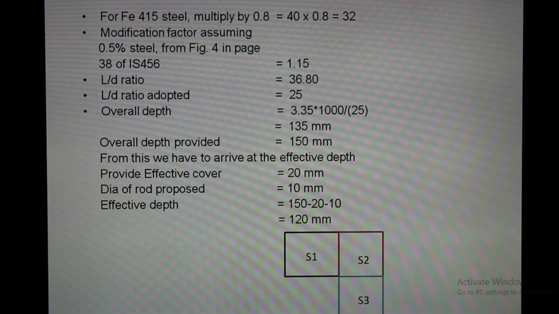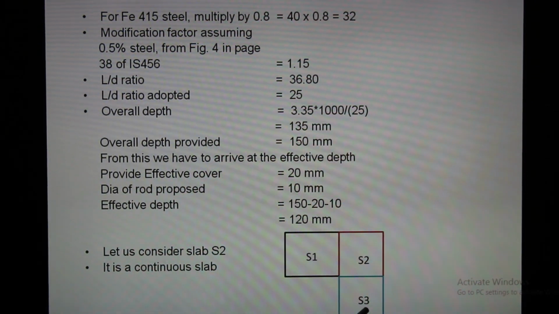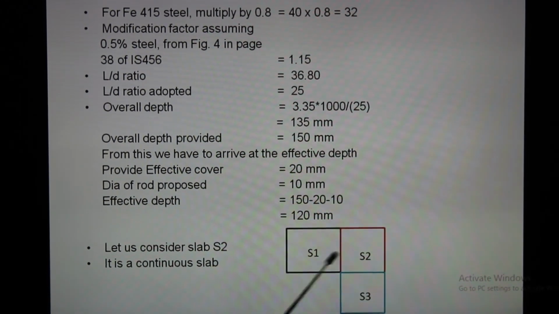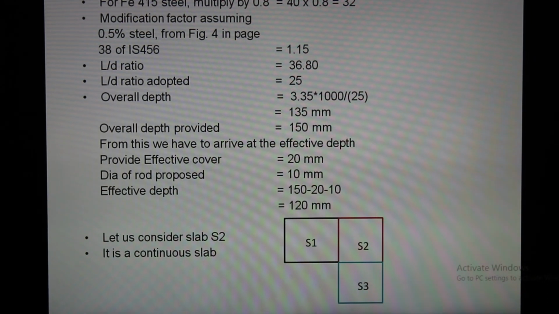This is the arrangement of slabs S1, S2, S3. Let us consider slab S2. For S2, you check the edge condition. This is spanning this way, continuous this way. S2 is continuous this way with S3. So it is a continuous slab. Continuous, this is also continuous. It is a continuous slab.